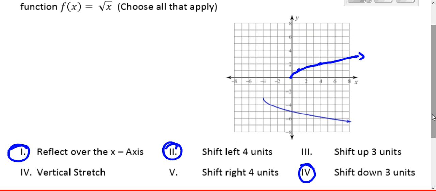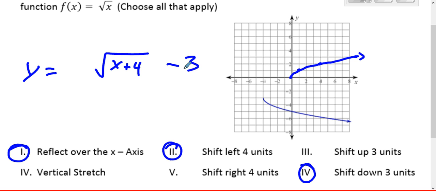So to challenge yourself a little bit more with this question, you could actually write the equation now that you know all that stuff. Since it was shifted left 4 units, left means plus inside the radical. Down means minus outside the radical. And since it was reflected over the x-axis, it's got to be a negative out in front. So if you can see the graph, you should also be able to take it back and write the equation of it also. This question didn't ask for it, but it's good practice.